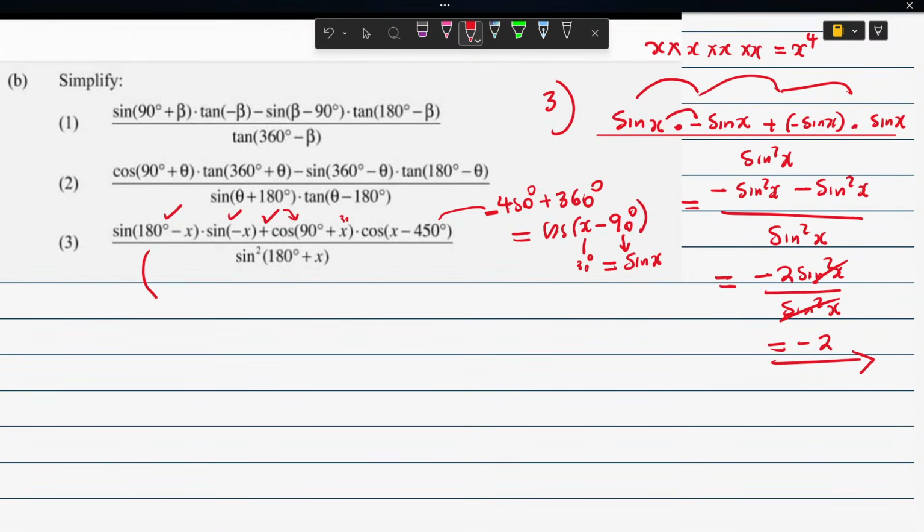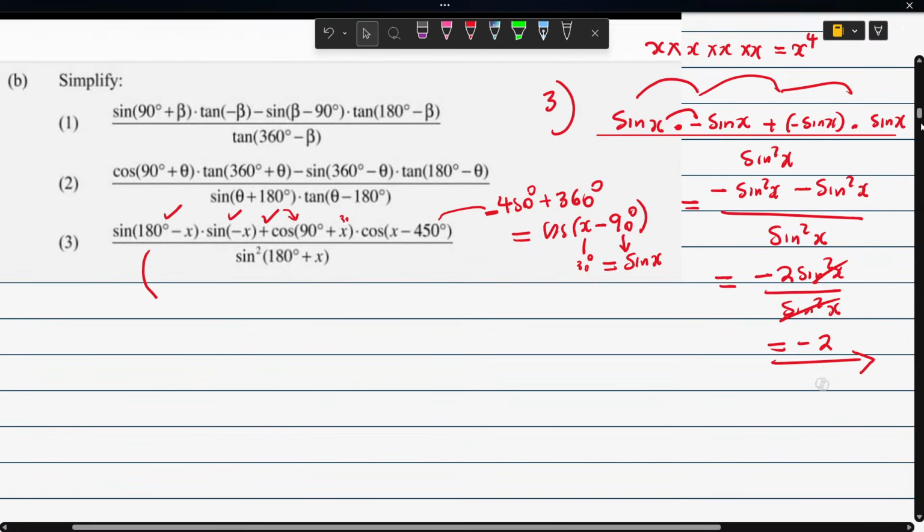Whenever there is a squared, the answer should always be positive, right? Don't forget about that. You no longer check quadrants. And whenever there is 90, every time, if it's sine, change and become cos. If it's cos, change and become sine, right?